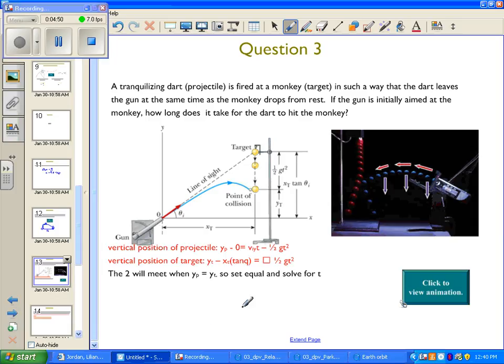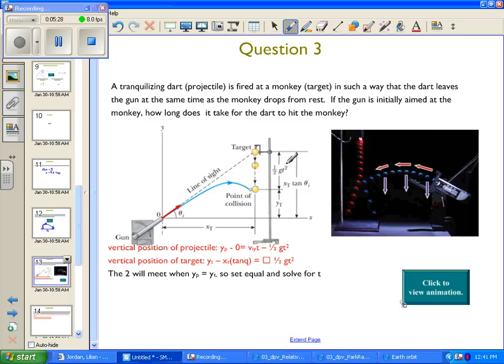Okay, here we have another little video to help us visualize the situation. The question goes as follows. A tranquilizing dart, in other words, a projectile, is fired at a monkey, which we're going to say is a target, in such a way that the dart leaves the gun at the same time as the monkey drops from rest. So here is our projectile, here's the gun, and here's our target, which is the monkey. At the time the projectile is fired, the monkey will drop from the tree, for example.